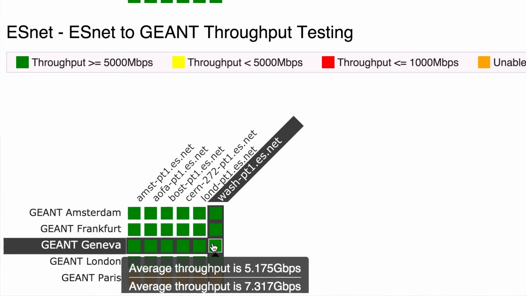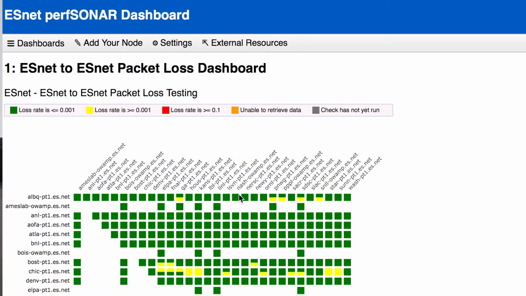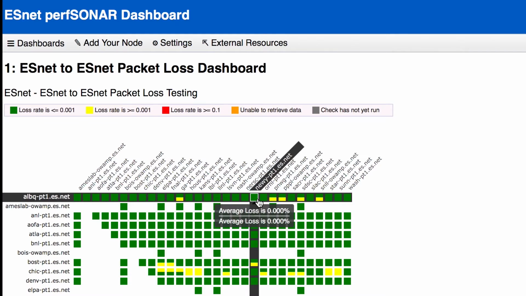perfSONAR, if you have it on both ends, shows you what you're getting. You can go methodically machine to machine to machine and figure out where the packets are dropping, where you've got a bottleneck, what's happening. So I think the cliche, it goes something like, you can't manage what you can't measure.